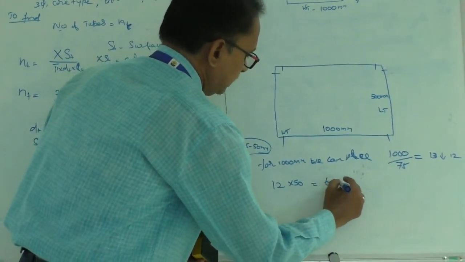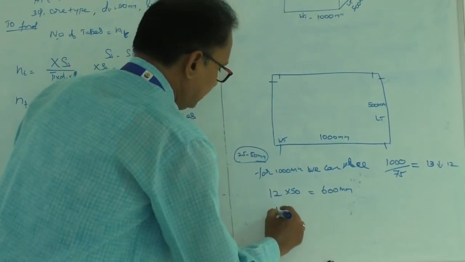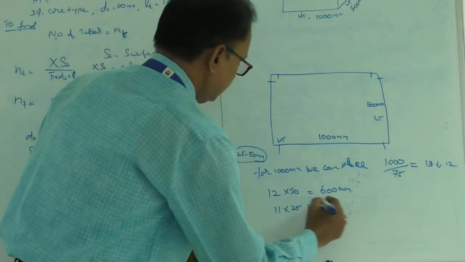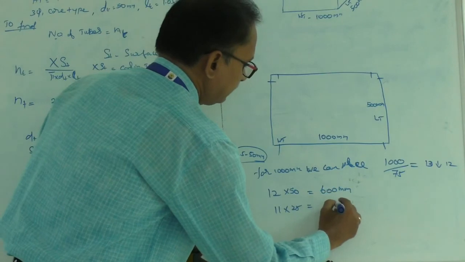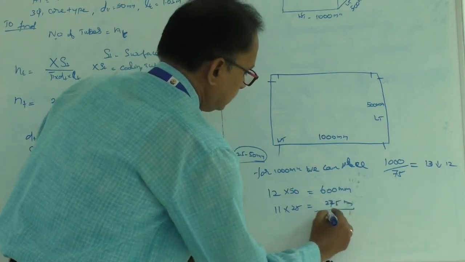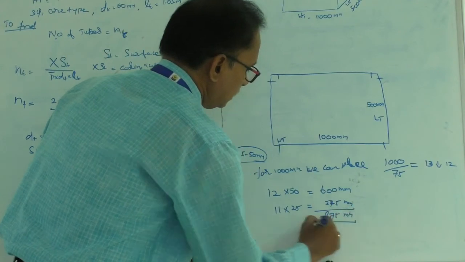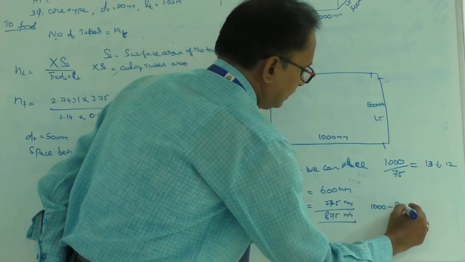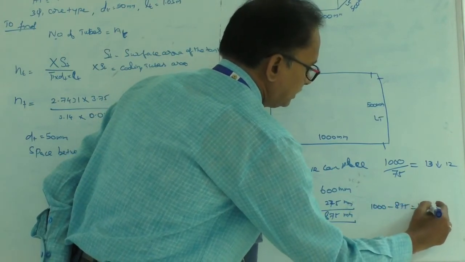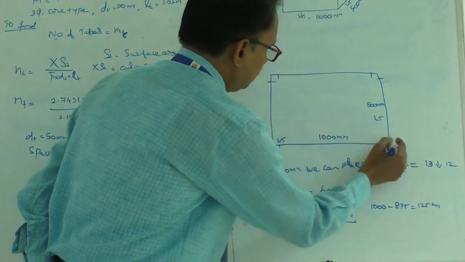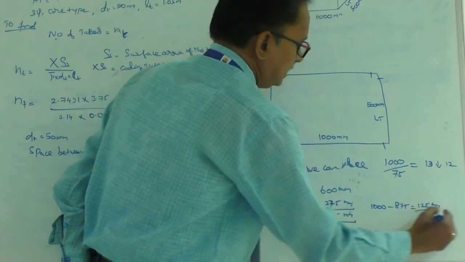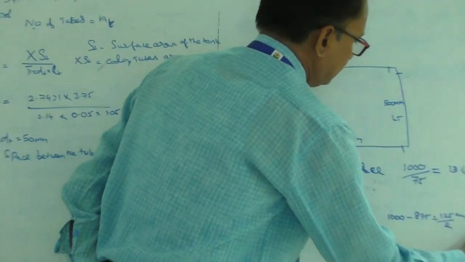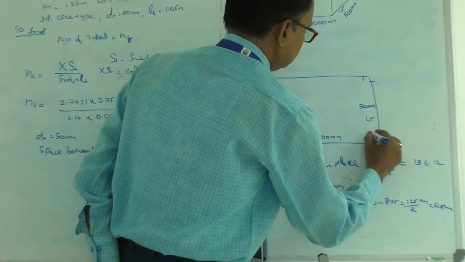This is roughly equal to 600 mm, and 11 gaps with the 25 mm gap, which is 11 into 25, which is 275 mm. So the total is 875 mm. Now in this 1000 mm, 1000 minus 875 will give you 125 mm. You have to leave space on both sides. So 125 mm divided by 2 is exactly 62.5 mm.